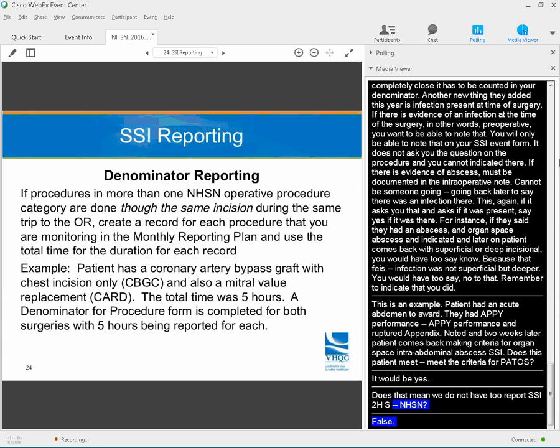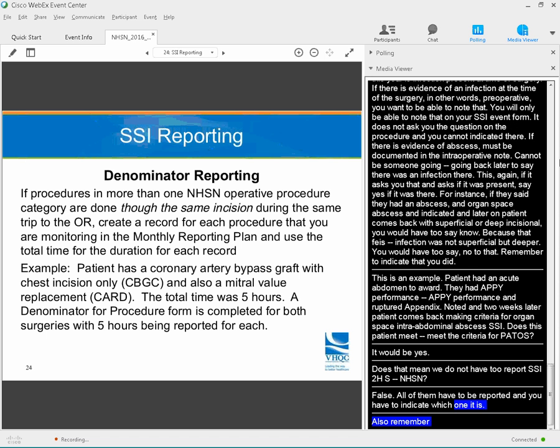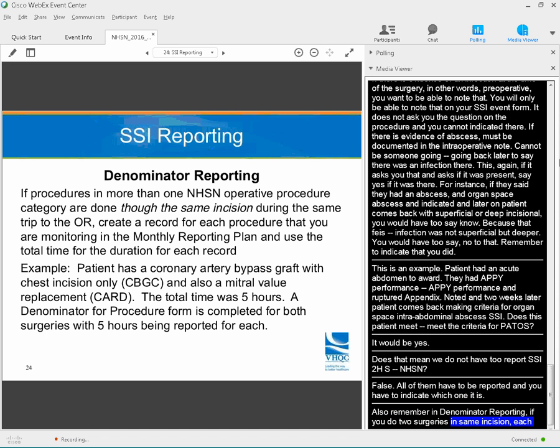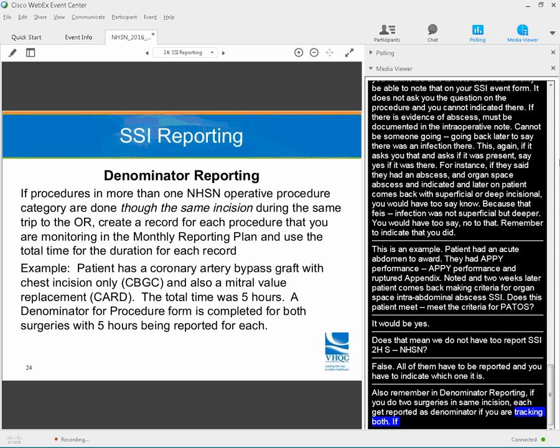You want to also remember in your denominator reporting, if you do 2 surgeries through the same incision, each of those surgeries get reported in the denominator if both of them are ones that you're tracking. So if you had CABG and you also had a cardiology mitral valve replacement, they went through 1 incision, the total time was 5 hours, and you would put 5 hours for your length of surgery for each of those procedures.